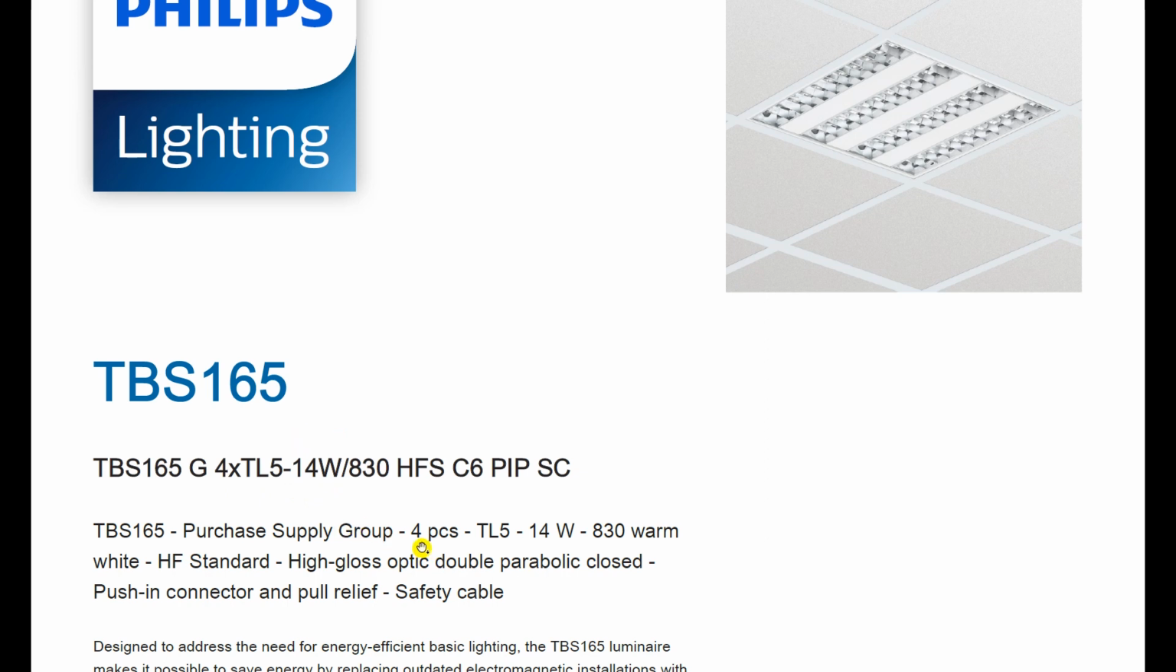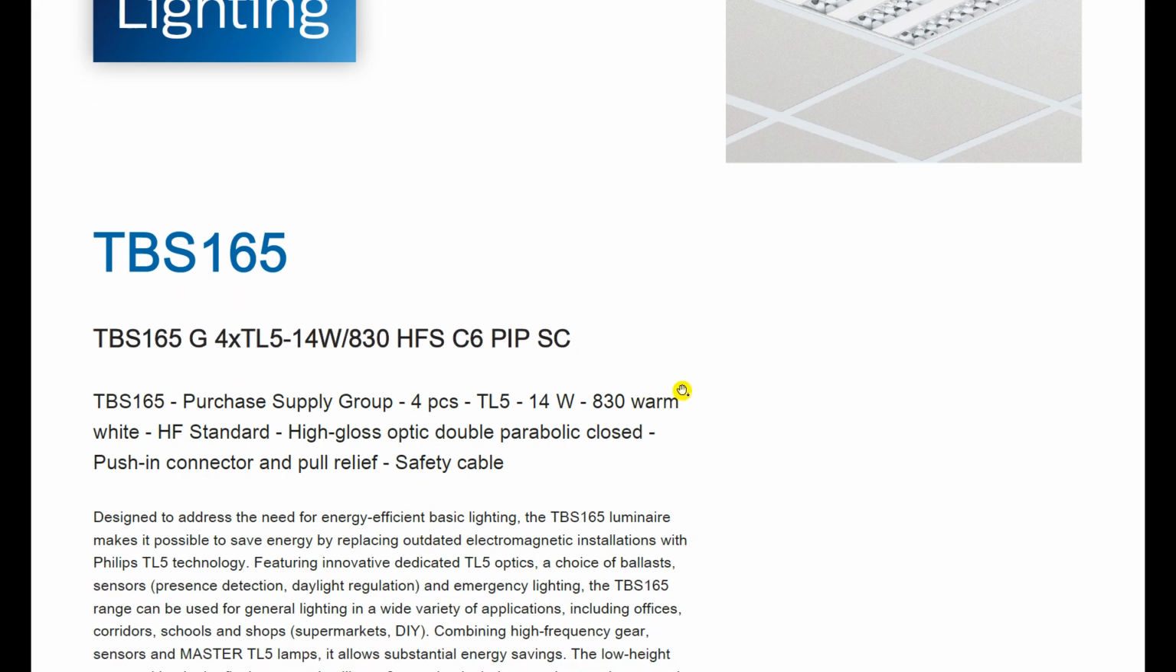Okay, 4 pieces of lamps. Each one of these is 14 watt. So the total wattage is 14 multiplied by 4. That is the first thing. Second thing, as you can see here, the color code 830. Here, not in Kelvin, but a color code. There is a difference between them.